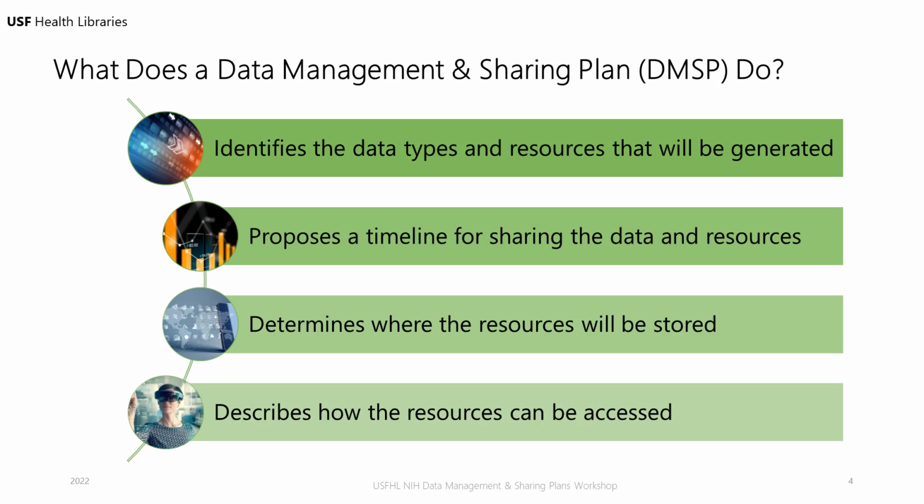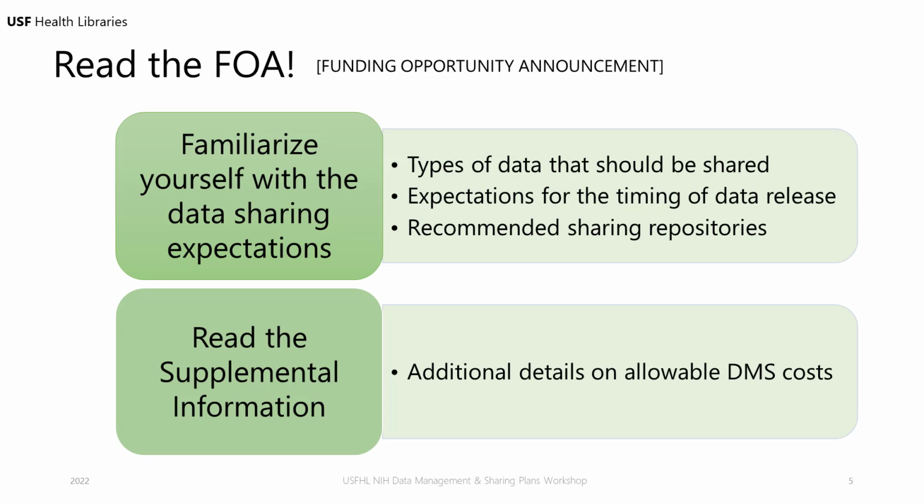It sounds complicated, but there's a lot of assistance and information in writing a DMSP. The first step is to read the FOA. The funding opportunity announcement provides the data sharing expectations with that particular agency issuing the FOA. Most FOAs specify the types of data that should be shared, the expectations for the timing of the data release, and the recommended sharing repositories.